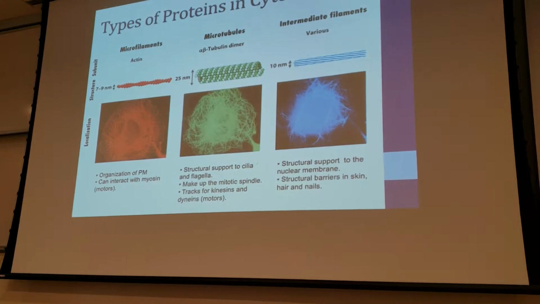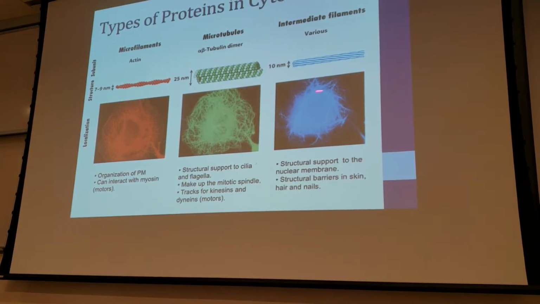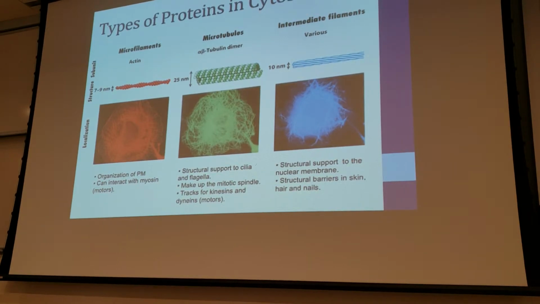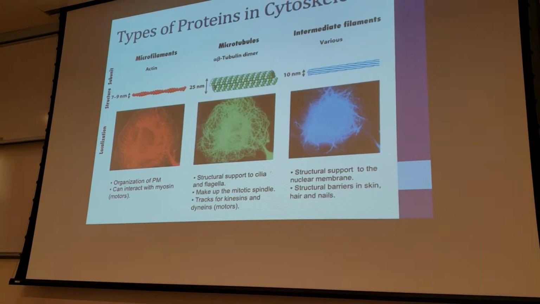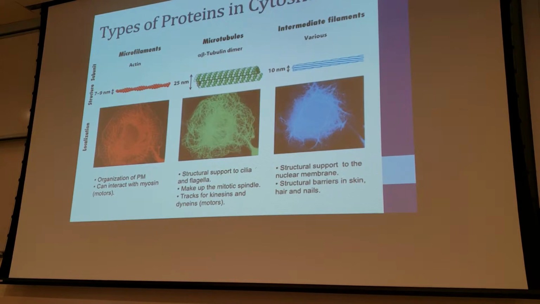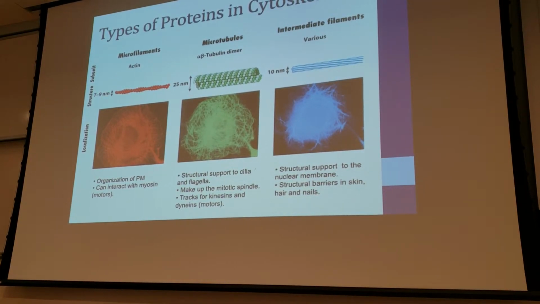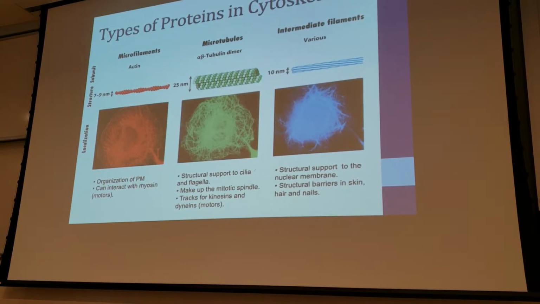So the intermediate filaments, they really are structural support proteins. So yesterday we talked about the nucleus and how there's this laminin on the inside, right? The inside coating of the nucleus. Those are intermediate filaments. And then also keratins, the stuff that makes your hair and your nails. Those are intermediate filaments.